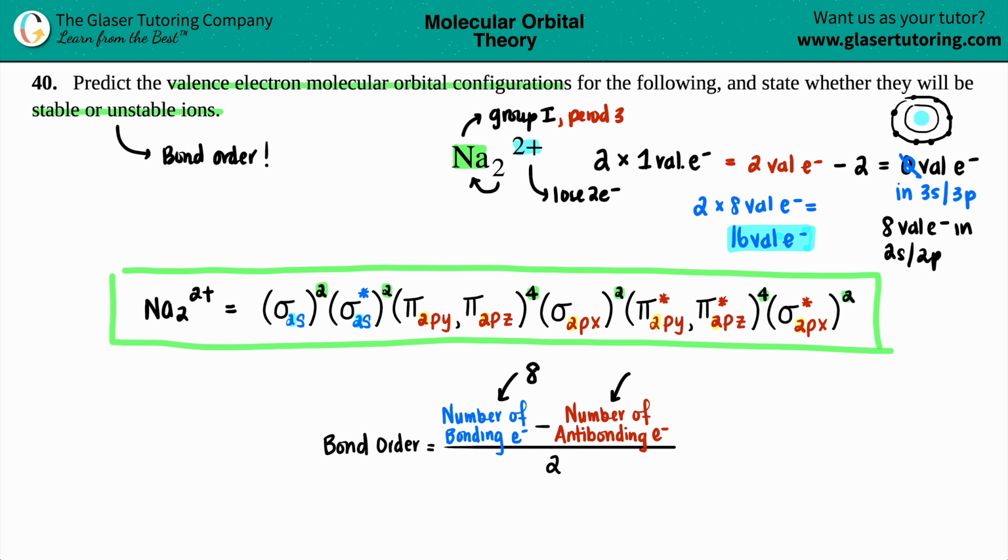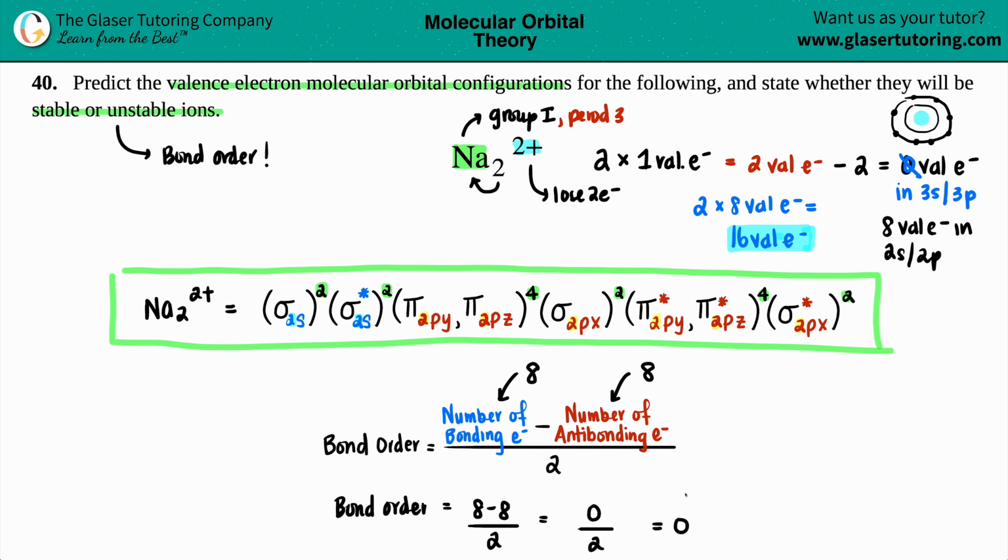How many for my antibonding? 2, because there's a star. I'm scanning. I got star, star. That's a total of 4. And then I got another star. That's a total of 2. So 2, 4, that's 6, 7, 8. So I got an 8 in here. So my bond order would be 8 minus 8 divided by 2. And 8 minus 8 we know is 0, right? And 0 divided by anything is going to be 0.